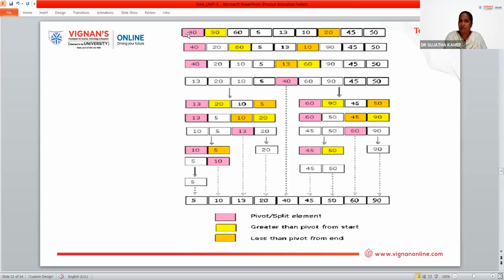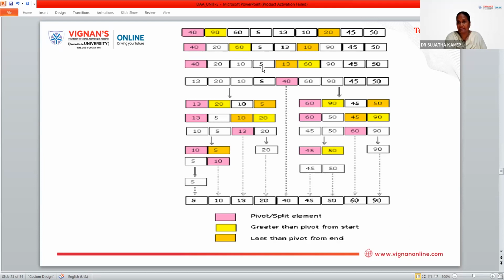Now from the left side, the element greater than the pivot is 90. From the right side, the element lesser than the pivot is 20. These two are to be swapped with each other. So 90 comes here, 20 comes here. The same procedure follows. Next, from the left side, the next element 60 is greater than the pivot. Before 90, the element 10 is less than the pivot. These two are again swapped. So 60 comes here, 10 comes here. Now again, the next element 5.